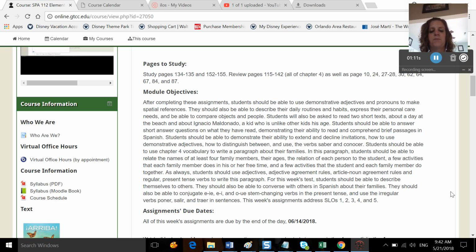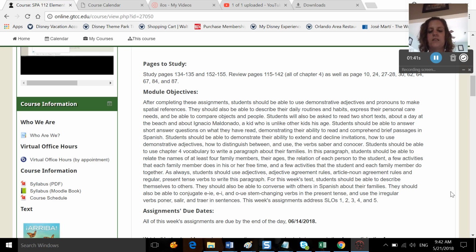You should be able to use Chapter 4 vocabulary to write a paragraph about your families. In this paragraph, you should be able to relate the names of at least 4 family members, their ages, the relation of each person to you, a few activities that each family member does in his or her free time, and a few activities that you and the family member do together. You should use adjectives, adjective agreement rules, article noun agreement rules, and regular present tense verbs to write this paragraph.